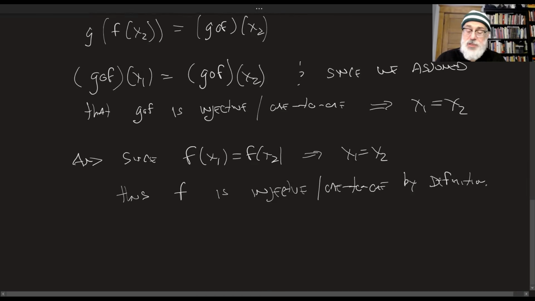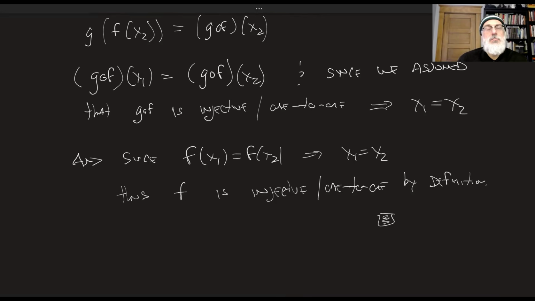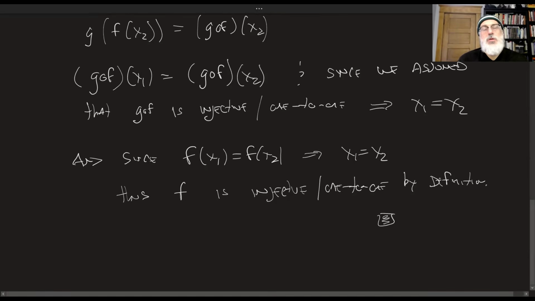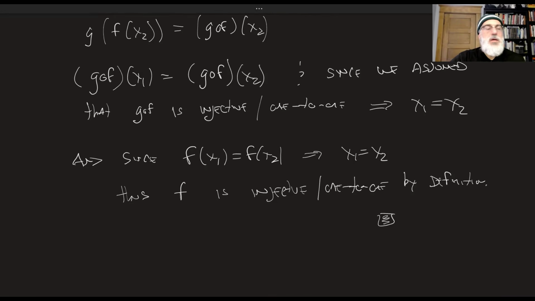And that's it. Pretty straightforward, direct proof. Put a little box to say we're done. So in the composition of G and F, if G composed with F is 1-to-1, that means that F is 1-to-1. And we are done.